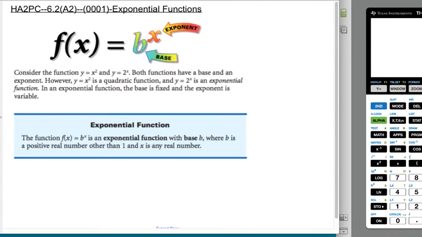All right, this is Honors Algebra 2 Pre-Calculus. We are working on 6.2 in Algebra 2, which is exponential functions. So consider the function y equals x squared versus y equals 2^x, right?